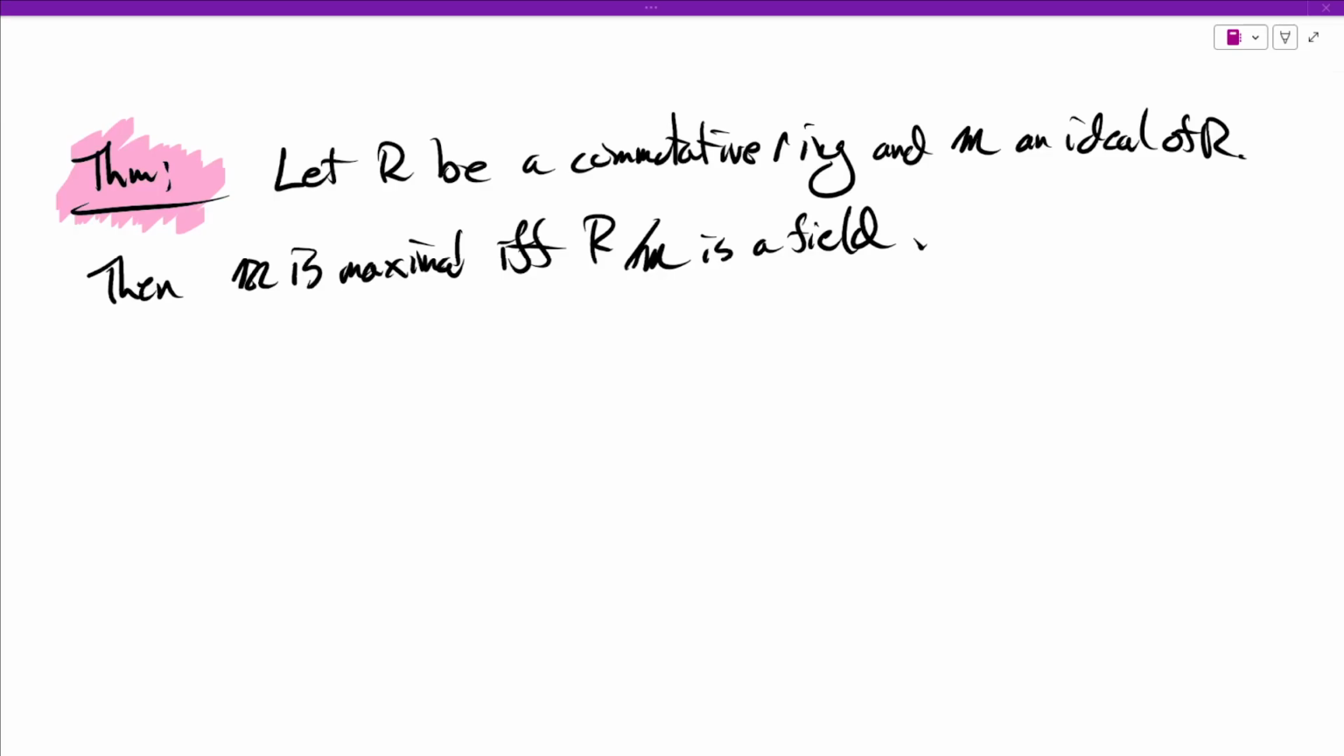Okay, so here's the theorem that I promised. Suppose we have a commutative ring R and an ideal M in R. Then M is maximal if and only if R mod M is a field. Proof.